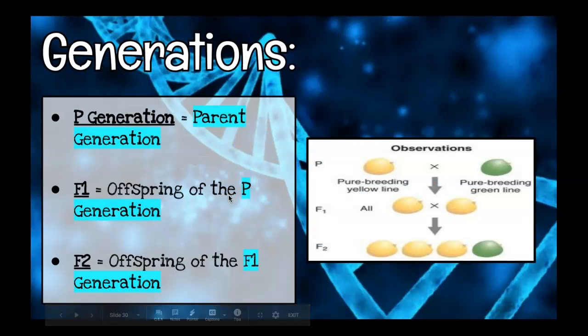So when we're looking at the passing of traits, the way we look at it is through generations. So the first generation is your P generation, which stands for the parent generation. This is where it all starts, the P generation. When they cross or reproduce, the offspring that are created from that are the F1 generation. And then the offspring that are created from the next cross are the F2 generation, so on and so forth. The next one will be F3, F4, F5.